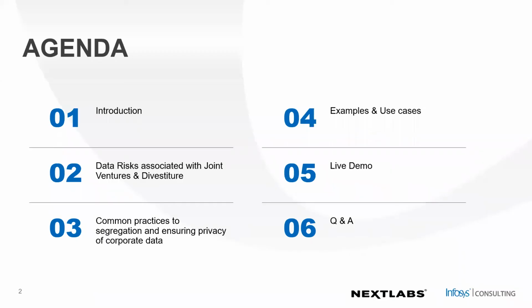So just to go over what we're going to be talking about today, I'm going to do a brief introduction of the speakers we have for the webinar, who I'm joined with today. Then we're going to talk about some of the data risks associated with joint ventures and divestitures. And then that will lead into some common practices on how to appropriately and securely segregate data and ensure privacy of corporate data. Then we've got some examples and use cases that we'll be showing, some demos. So we'll do the use cases and go through some live demos, and then we'll have some time at the end for questions and answers and anything else that you would like to bring up.